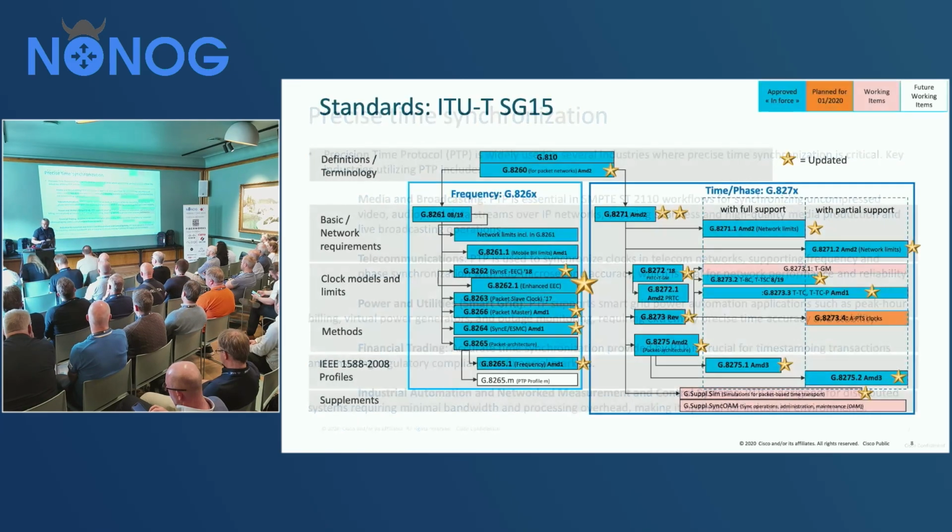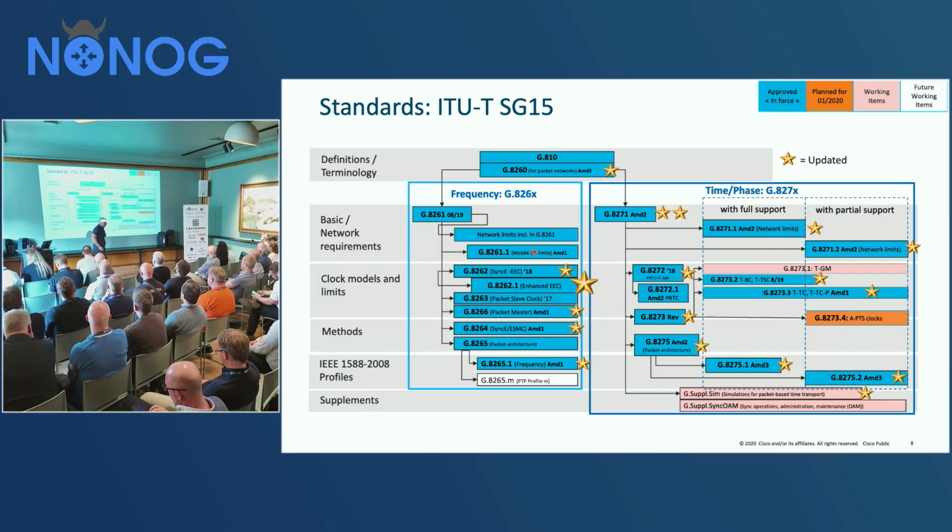Just as an example, and don't shoot me because this is a very old slide, this is one example of all the ITU-T profiles coming out of Study Group 15. The telecom industry, the mobile operators, have ended up using what's called 8275.1. If you haven't heard about 8275.1, that's what you should be transporting in your wide area network.